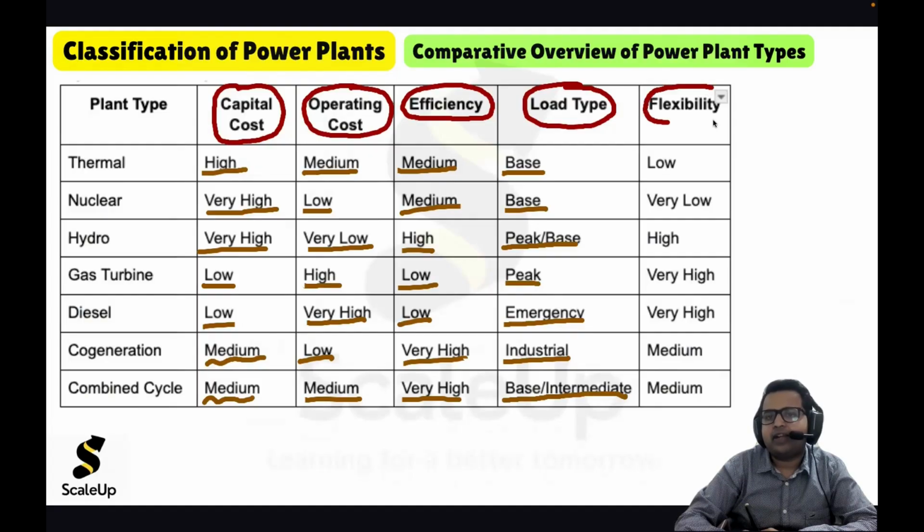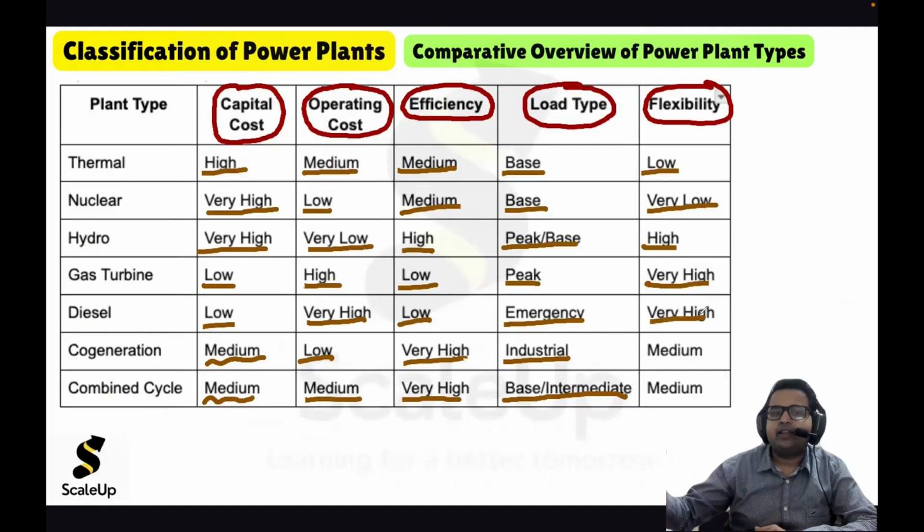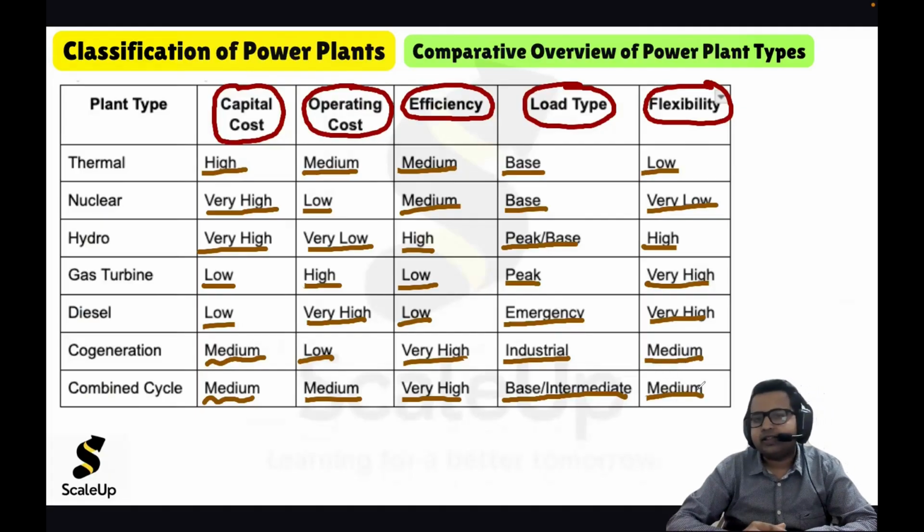If we talk about flexibility, thermal, low flexibility, nuclear, very low flexibility, hydro, high flexibility. Flexibility means changes in the operating procedure. Now, thermal is rigid. Nuclear is very rigid. Hydro is somewhat flexible. Gas turbine is very flexible because it is very small and low capital cost is involved. Diesel is very highly flexible. We can carry the diesel generator with us. Cogeneration, the flexibility is medium, and combined cycle, the flexibility is medium.